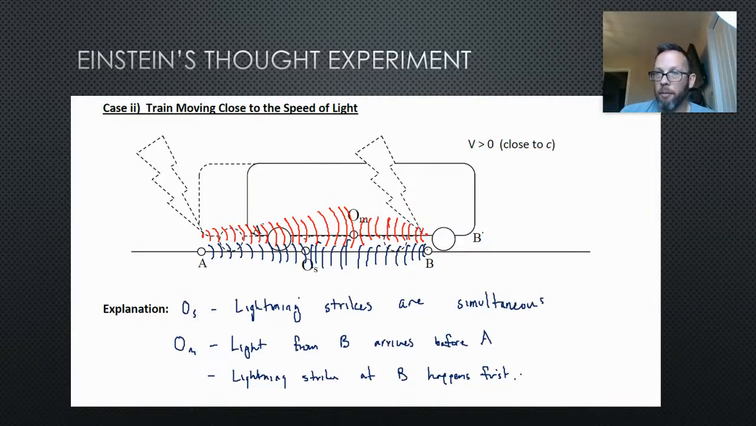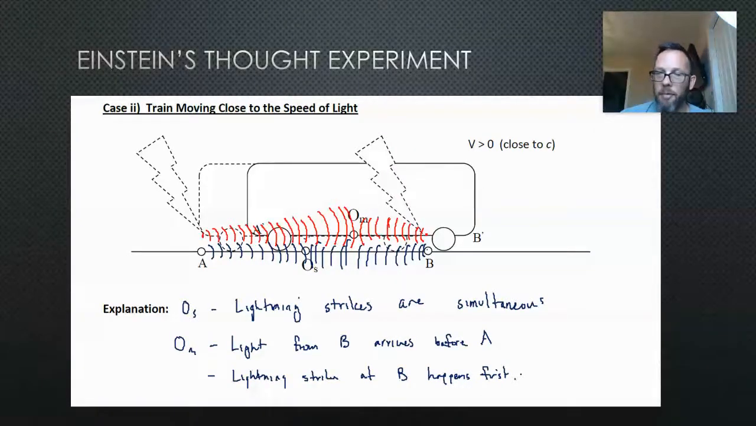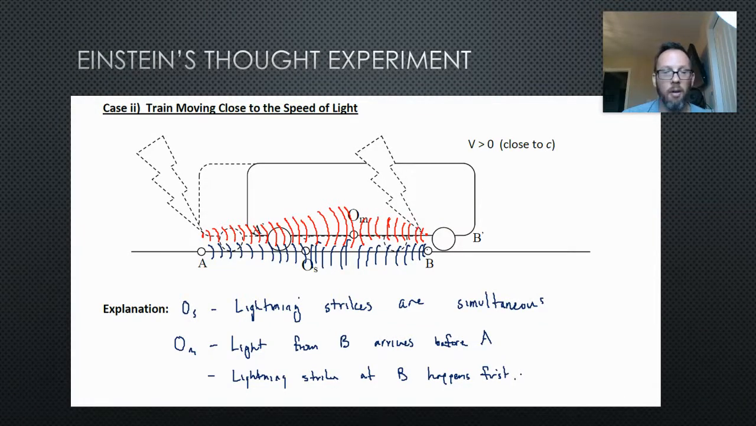Well, they're both right. In the stationary observer's frame of reference, they happen simultaneously. The moving observer saw them happen not at the same time. The light from B happened before A. And, as far as the moving observer is concerned, this train's blacked out. There's no windows. They're not moving at all. So they would say that lightning strike B happened first. And both of them are right in their frames of reference.